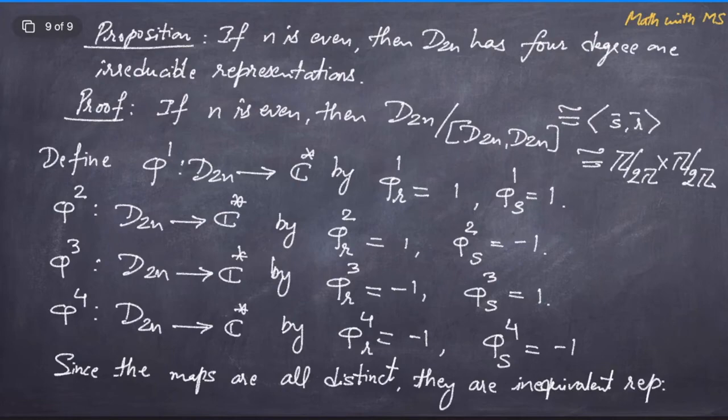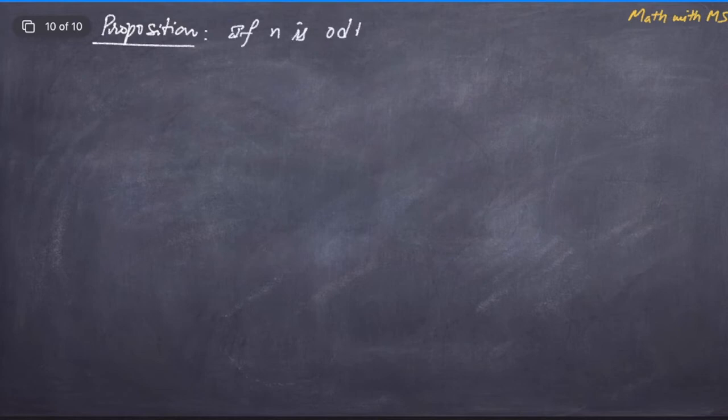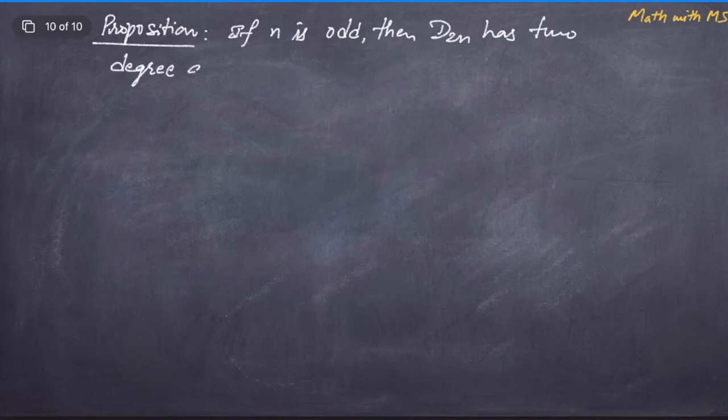This proves the proposition. Similarly, one can compute all irreducible degree 1 representations of the dihedral group when n is odd. Proposition: if n is odd, then D_2n has 2 degree 1 irreducible representations.